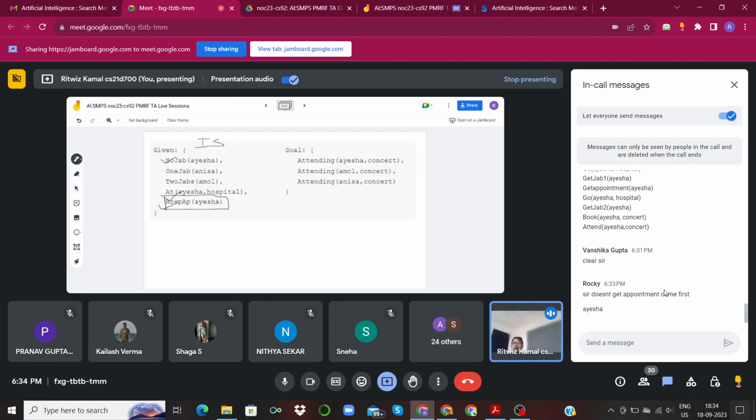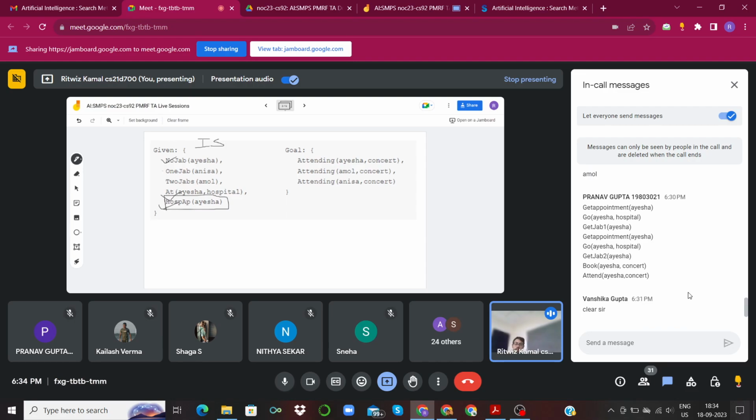What this optimal plan basically means is that you want to take as few steps as you can and still achieve your goal. Okay, so while you still could apply the get hospital appointment operator, it would be redundant because you're already given the information in the initial state that Aisha has the hospital appointment. So the optimal plan would not contain the get appointment step in the first step basically.